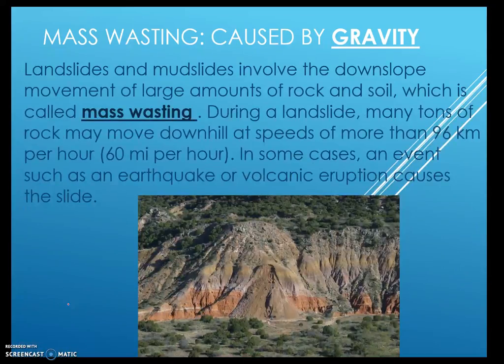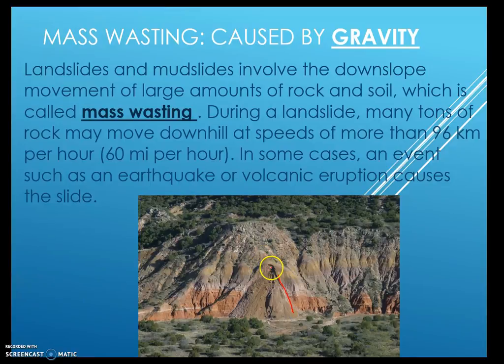All right, so our last term is called mass wasting, which is kind of a funny word. But this is caused by gravity. Gravity causes things to move downhill towards the earth. So things like landslides and mudslides involve the movement of large amounts of rock and soil down mountainsides or hillsides. And this is called mass wasting because a large amount of mass moves downwards.